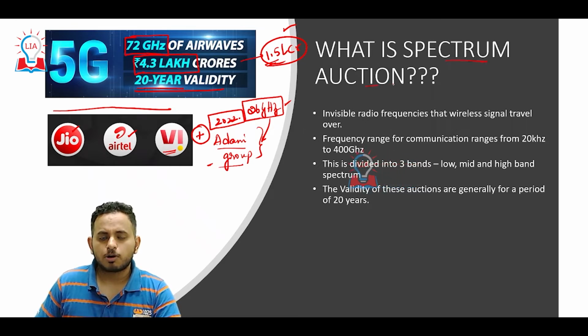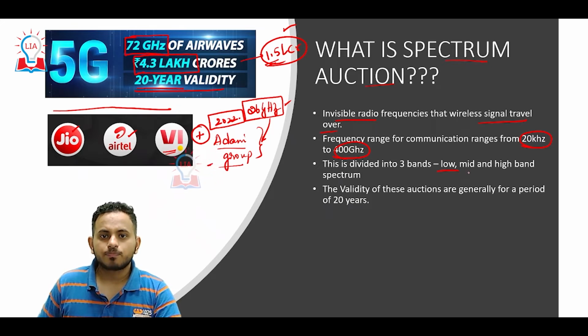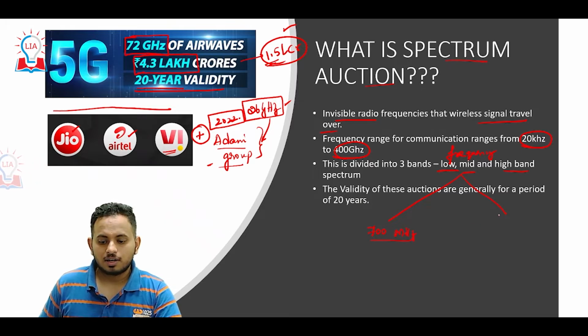Okay, what is spectrum auction? You can see here, it's an invisible radio frequency that wireless signal travels over. So the frequency band would be from 20 kilohertz to 400 gigahertz. And this entire spectrum is divided into 3 blocks, that is called as low band, mid and the high band, based on the frequency. Here, I would like to tell you 2 different things. One is the 700 megahertz spectrum that Reliance Jio targeted, and 26 gigahertz spectrum that Adani Group got.